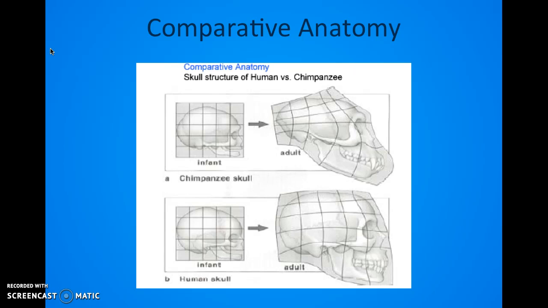Going along with that is comparative anatomy. This is looking at structures that are common amongst ancestors as well. So comparing a chimpanzee skull to a human skull, they can do a comparative anatomy looking at the different bone structures.